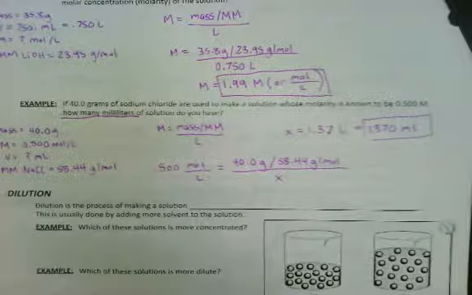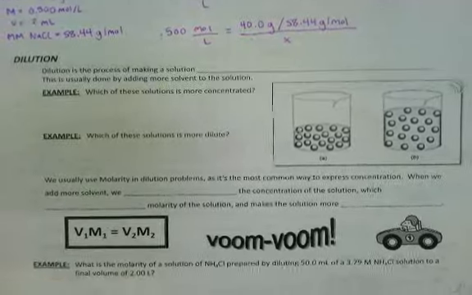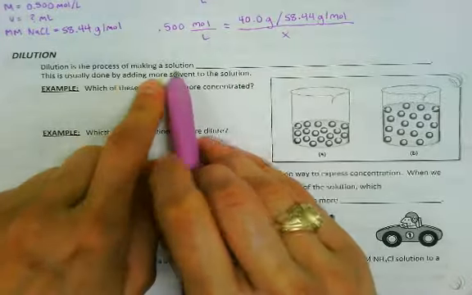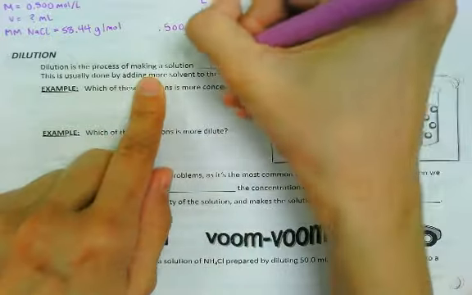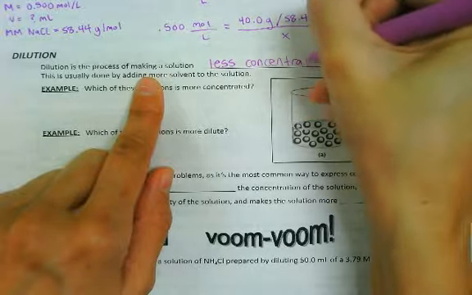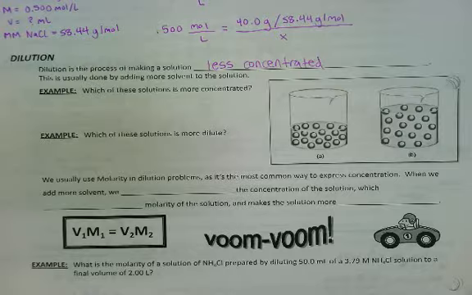Okie dokie. Then we're going to move into dilutions. Dilution is the process of making a solution less concentrated. We mentioned this on the previous page of notes. If you make something more dilute, you make it less concentrated. This is usually done by adding more solvent to our solution.